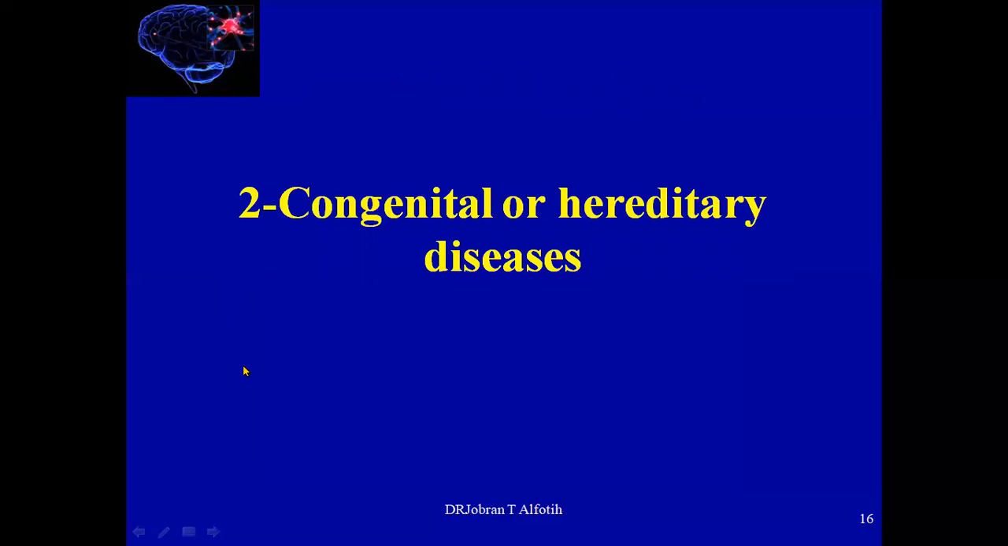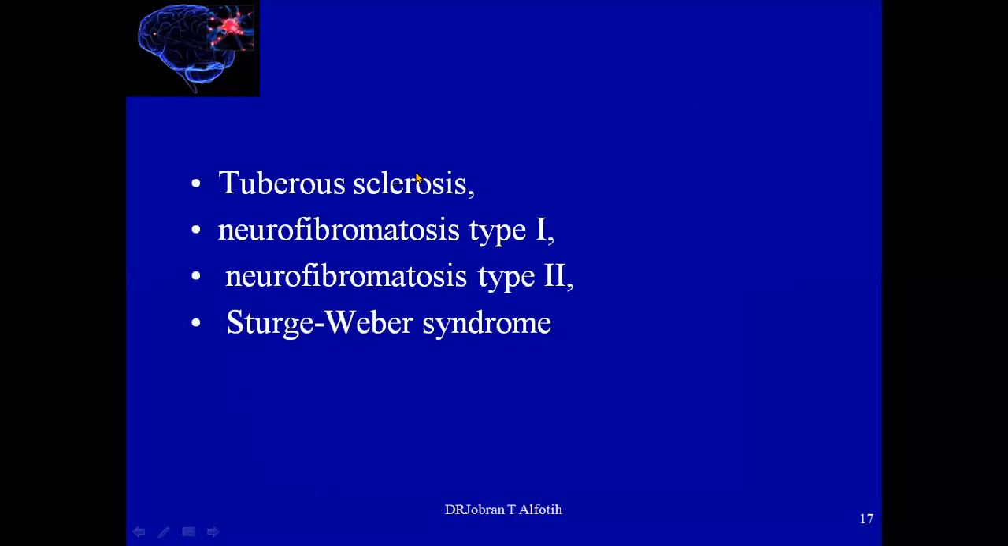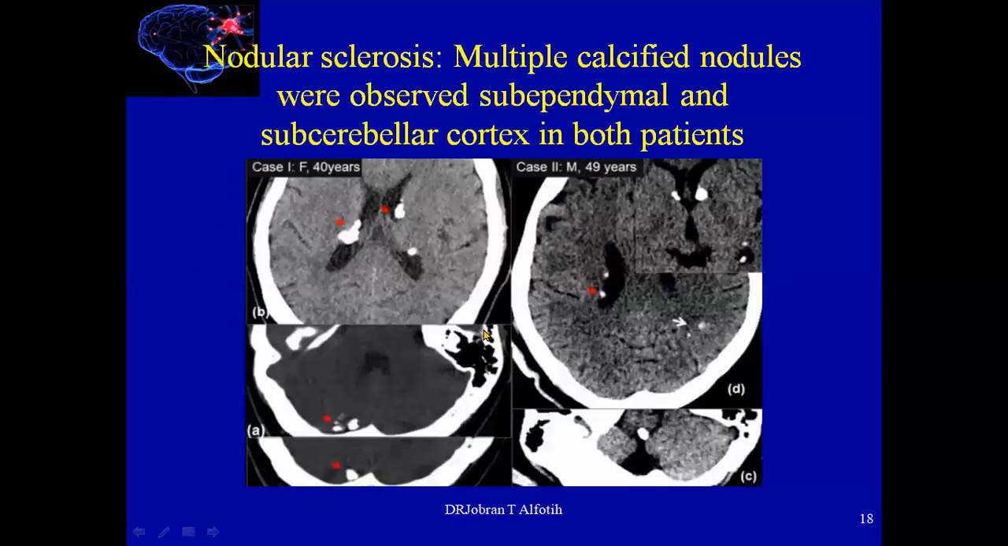Going to another reason for pathological calcification, which is congenital calcification, like tuberous sclerosis, neurofibromatosis type 1, neurofibromatosis type 2, and Sturge-Weber syndrome. Here, in tuberous sclerosis, as we see, multiple calcified nodules have been found in the subependymal region and, in other patients, in the subcortical region, in the tuberous sclerosis patient.